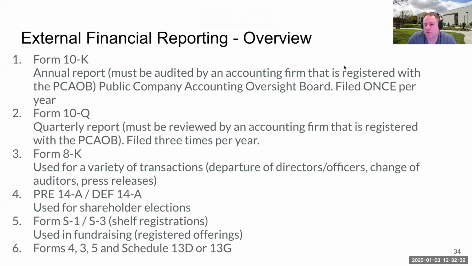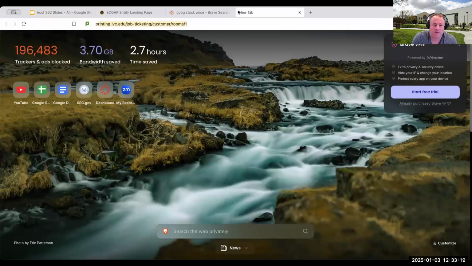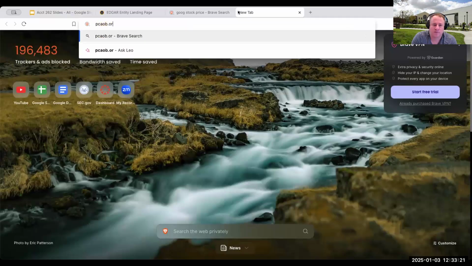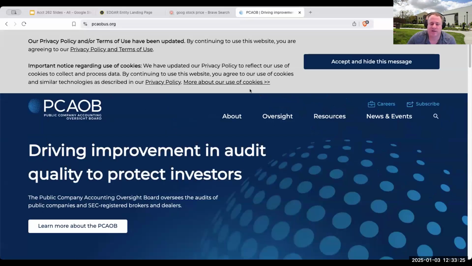This is an annual report, meaning it's going to contain audited financials. Very, very important: audited, not reviewed, but audited. It's audited by an accounting firm that has to be registered with the PCAOB. What is the PCAOB? Well, let me see what happens if I got the address right. Oh, great, I got it. If I type in something else like .gov, I get knocked out.